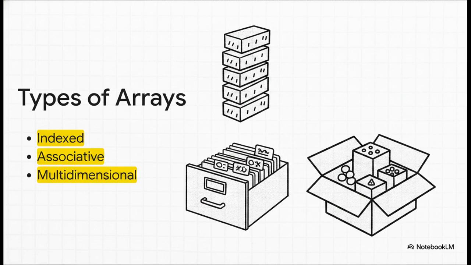An array stores multiple values inside one single variable. You've got indexed arrays, which automatically assign a numeric index, kind of like a numbered list. Then you have associative arrays, which use named keys. Think of them like labeled folders in a filing cabinet, so you can easily look up an age by a person's name. And finally, multidimensional arrays, which are quite literally arrays containing other arrays.